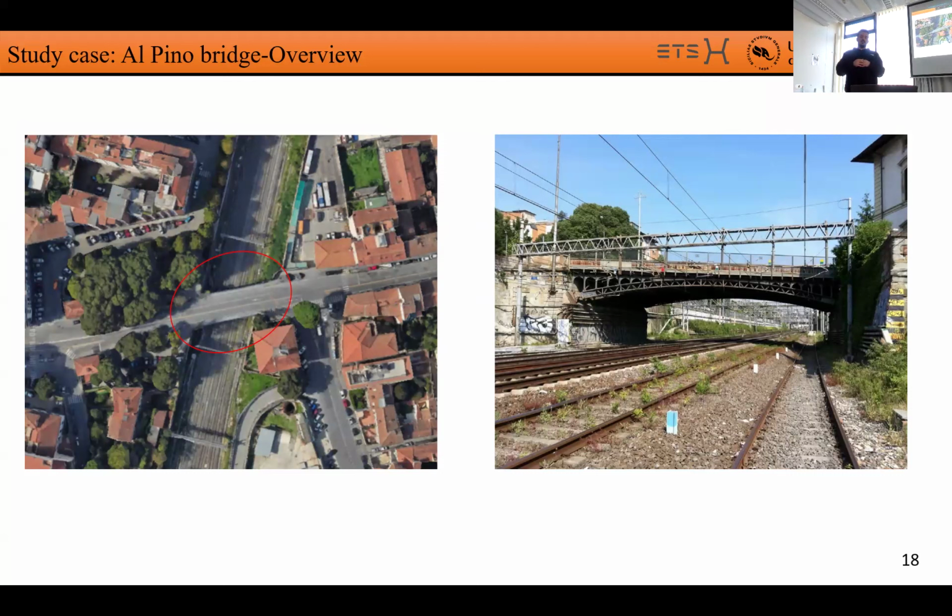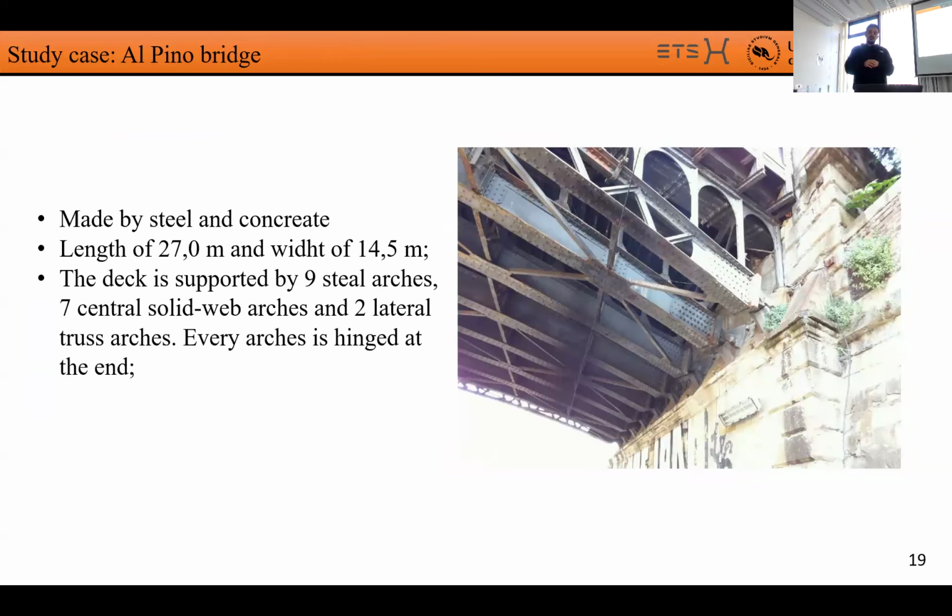So I tried this methodology on this bridge. That is a bridge, as I told you, sited in Florence. This is a very old bridge built at the end of the 19th century. It presents a lot of damage and also corrosion. So for all these reasons, we started a long-term monitoring plan. The bridge is made of steel, has a length of 27 meters and a width of 44 meters, and it's formed by 9 steel arches that are all hinged at the ends.